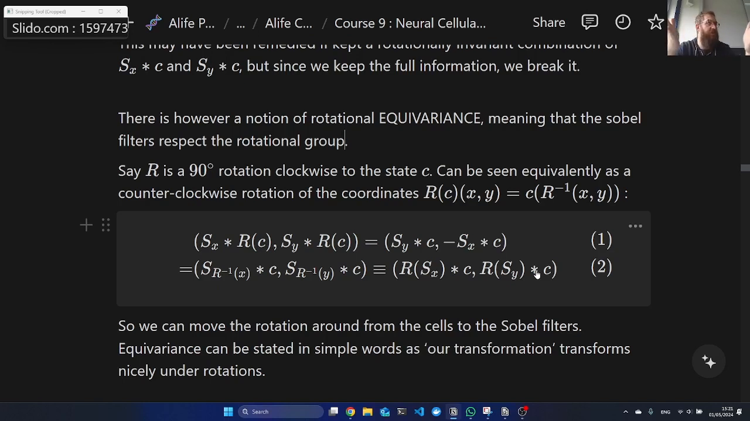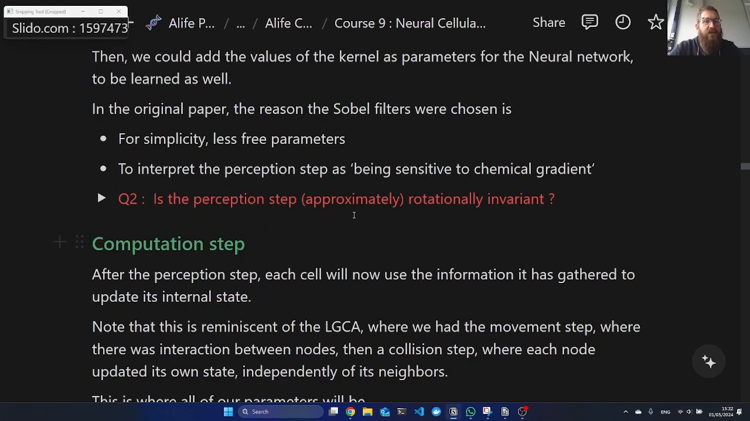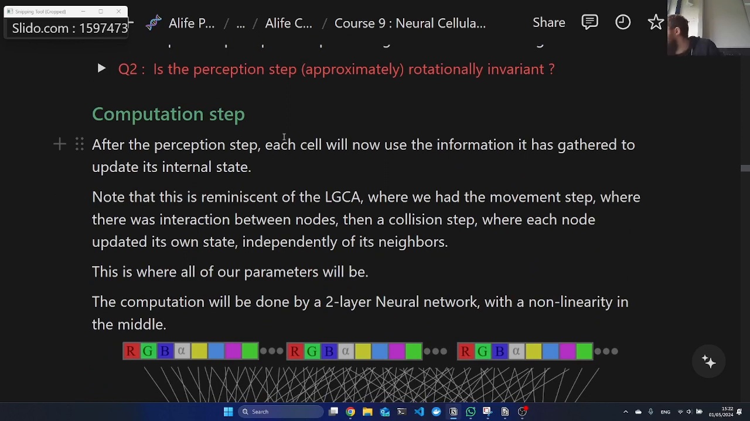They do change the state of the system if we rotate our world, but they change it also by a rotation, essentially. And this will be important because if we train our model with the Sobel Sx and Sy, we get some parameters. And then we say, okay, let's take the model with the same parameters, but just rotate the Sobels. It should rotate our image precisely because of this equivariance. Rotating the Sobel filters is equivalent to rotating the image in the opposite direction. So this is a fun fact about this model.